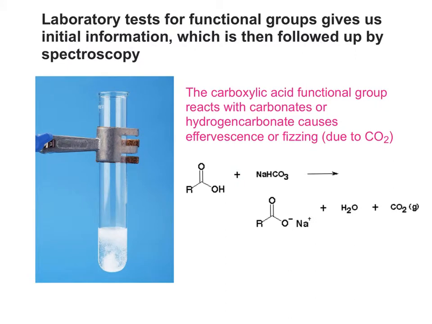So the carboxylic acid functional group is very easily tested for. You simply put either a solid carbonate or hydrogen carbonate, or you could put in a solution of carbonate or hydrogen carbonate. The commonest one used is sodium carbonate or sodium hydrogen carbonate. And what you're after is effervescence or fizzing due to carbon dioxide gas being given off.